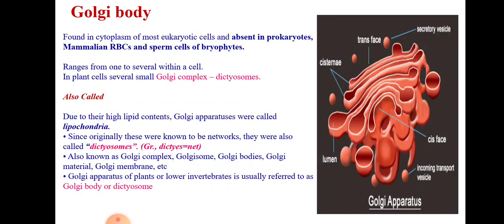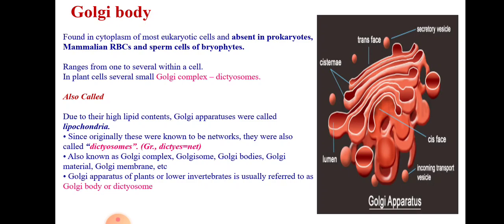It is found in the cytoplasm of most eukaryotic cells, and absent in prokaryotic cells. In mammals, RBCs and sperm cells, and also bryophytes, do not have it. The number ranges from one to several per cell. In a plant cell, several means the Golgi complex or dictyosomes.